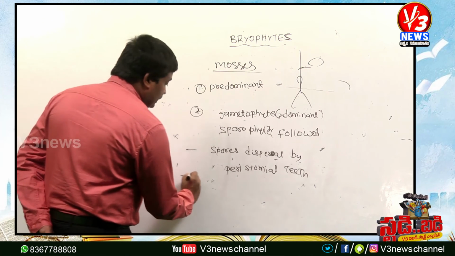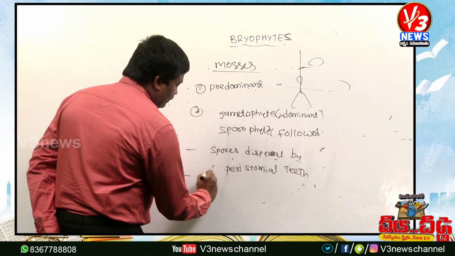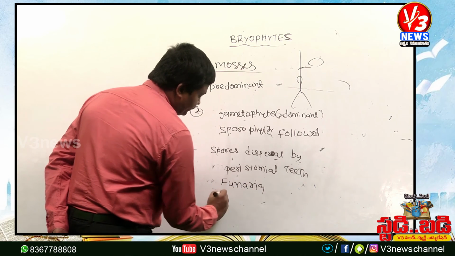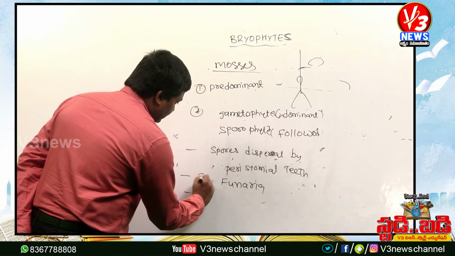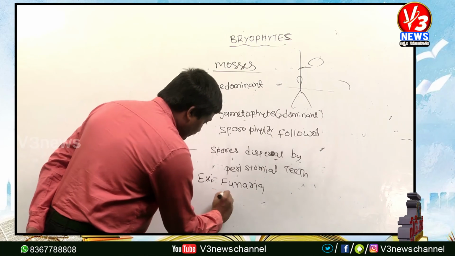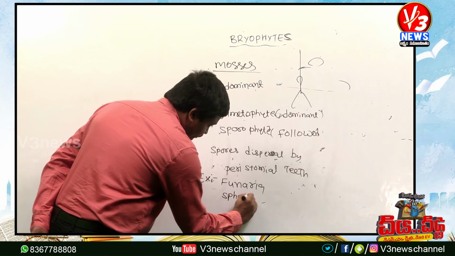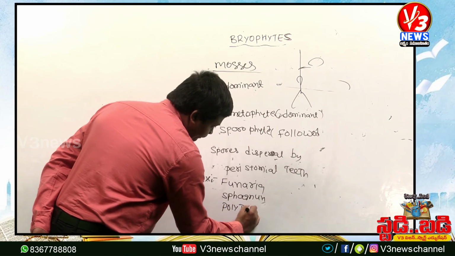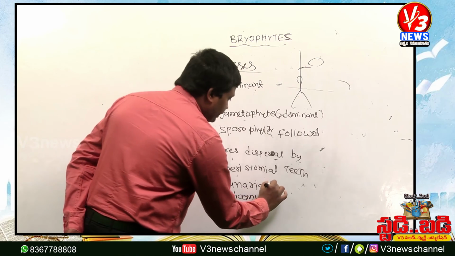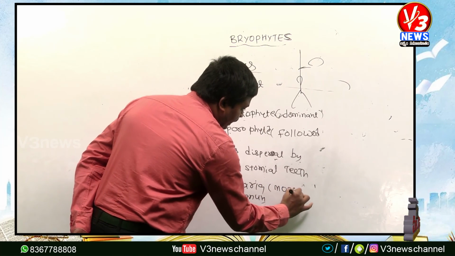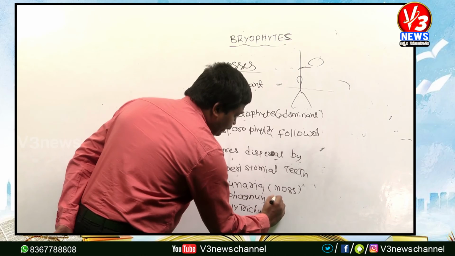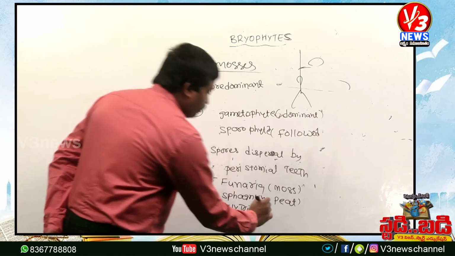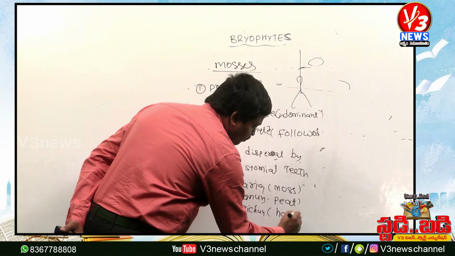And mosses examples: Funaria, Sphagnum, Polytrichum. Funaria is called a moss plant. Sphagnum is a peat moss. Polytrichum is a hair moss.